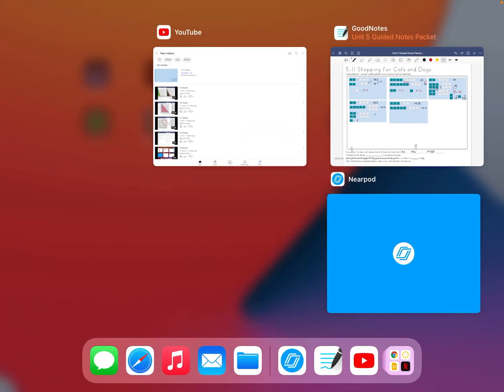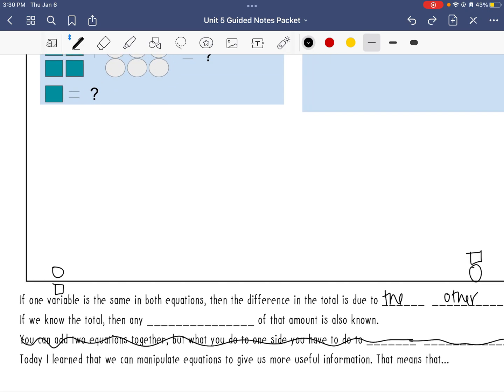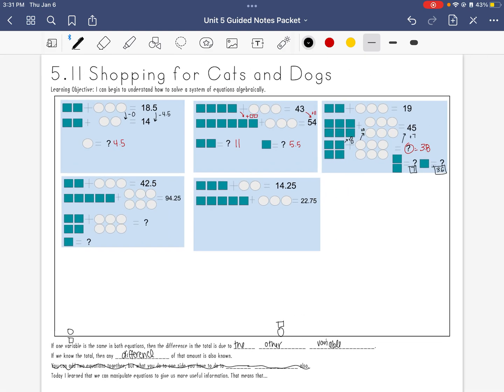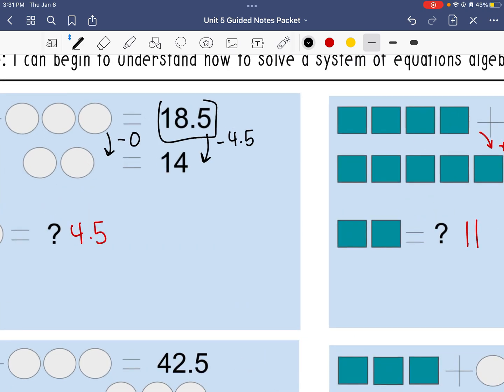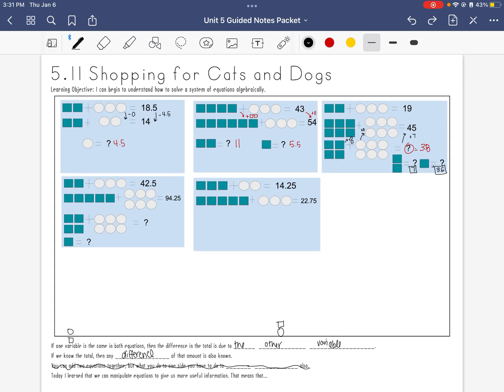Now, if we know the total, we can also figure out the difference in any of these. If we know the total, then any difference of that amount is also known. So what we're saying is, if we know that this is 18.5 and this one's 14, we also know what's going on here. That's what we're saying with this stuff at the bottom.